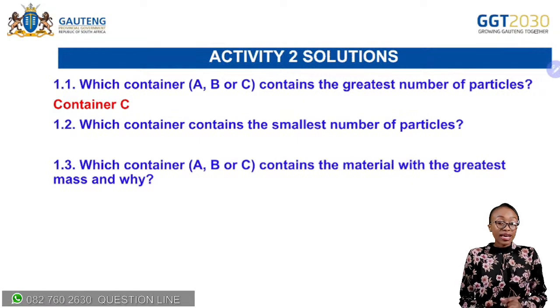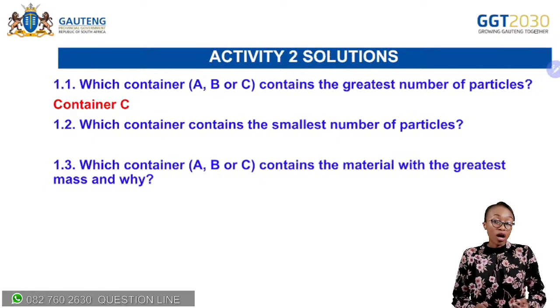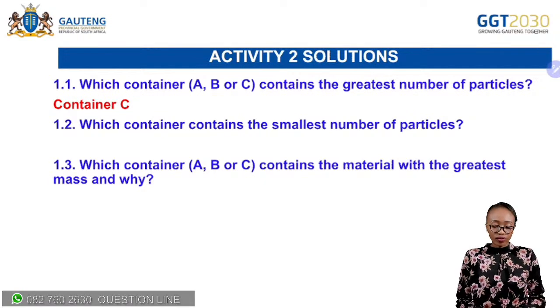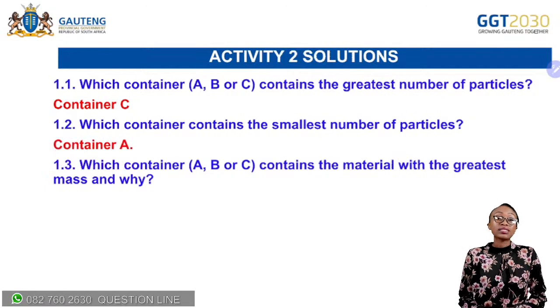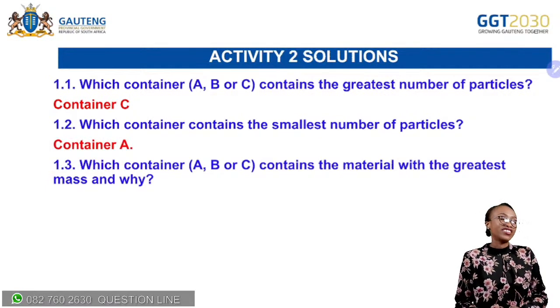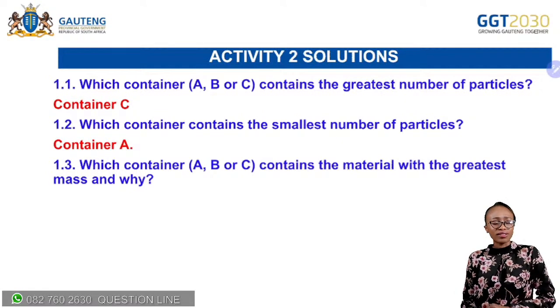Now, the second one, which container contains the smallest number of particles? It's a matter of just looking. If you want to count the number of particles, you would have counted, and it is container A. If you wrote container A, you got the question correct.